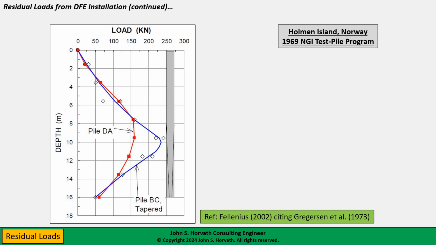I do want to touch a bit on another interesting outcome from the NGI test program. Two of the four piles involved tapered piles. Now, the pile we just looked at, what I'm showing you here is the residual load plotted as a function of depth. And the pile we just looked at was called pile DA in the Gregersen et al. 1973 paper. So this is the distribution of residual load, just plotted differently than what we just looked at. And again, the equilibrium plane after installation was somewhere around here, a little more than halfway down the shaft.